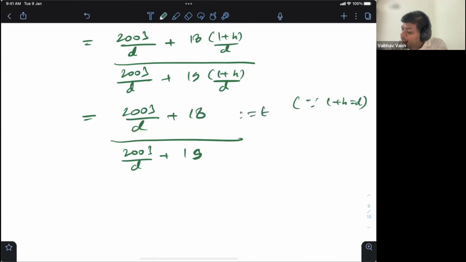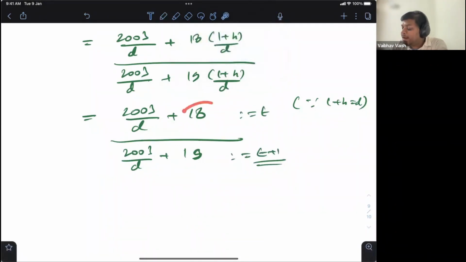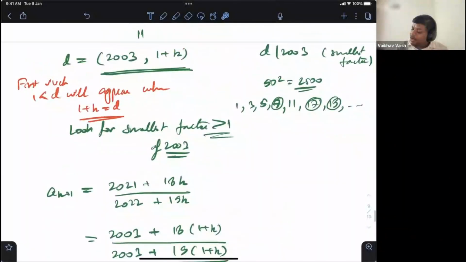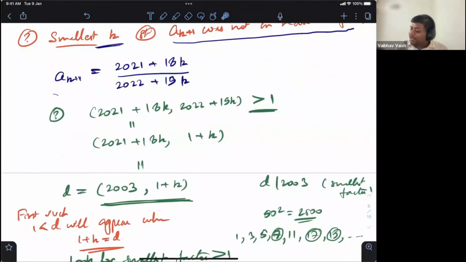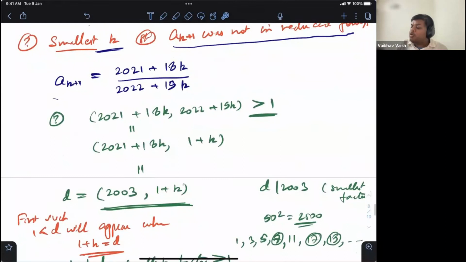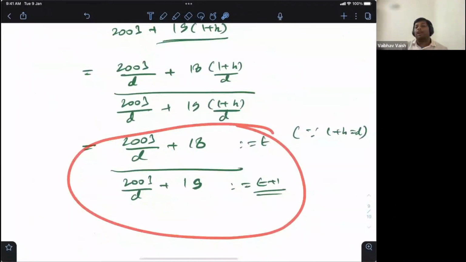This is T, and this is T plus 1. They now differ by exactly one integer. So the answer is you find the smallest K such that 1 plus K divides 2003, and then AK plus 1 will not be in reduced form. Not only will it not be in reduced form, it already becomes T by T plus 1.